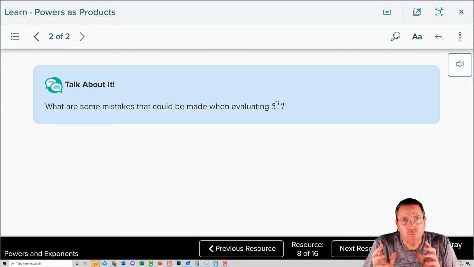Now this is a really good thing to talk about because this is a really common issue I see. It says, what are some mistakes that could be made when evaluating 5 to the 3rd power? And the answer to that is people will very often do that as 5 times 3. It's not 5 times 3, it's 5 times 5 times 5. It's 5 times itself 3 times.